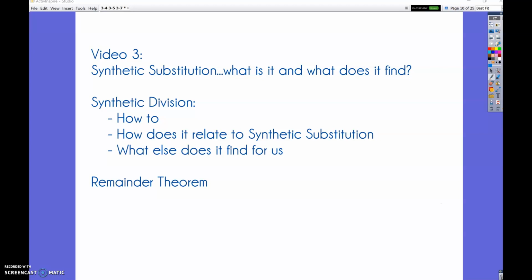In this video, we're going to learn something called synthetic substitution and synthetic division. We'll know what it is, how to do it, and what it finds for you. We'll also see how synthetic division relates to synthetic substitution, and we'll talk about the remainder theorem. These topics all relate to content from sections 3.4 and 3.5.